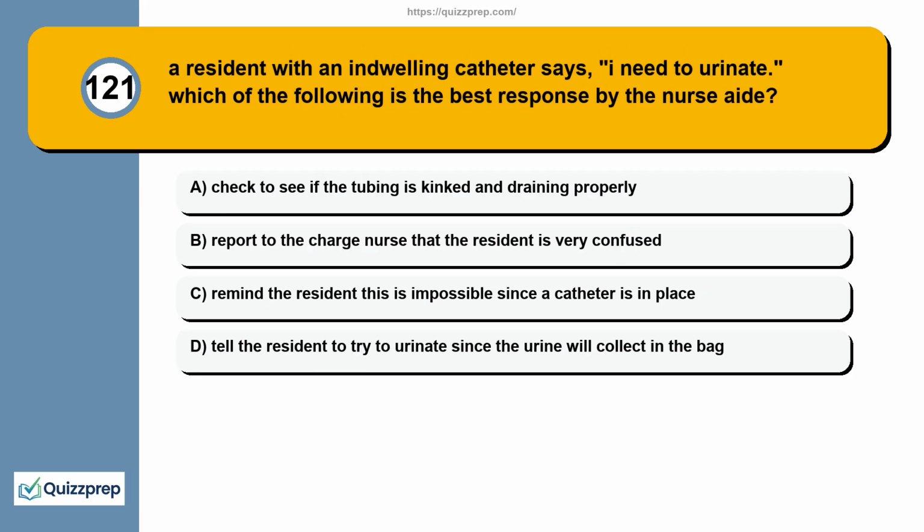Question 121. A resident with an indwelling catheter says, I need to urinate. Which of the following is the best response by the nurse aide? Option A, check to see if the tubing is kinked and draining properly.